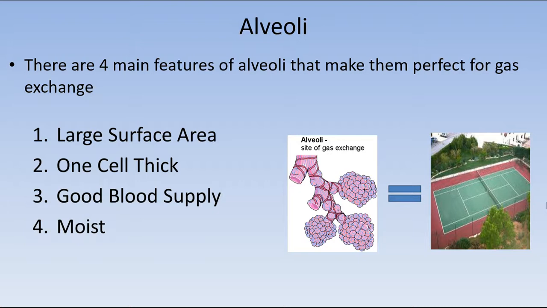It's also only one cell thick, and this makes it very easy for the oxygen and the carbon dioxide to move in and out of the lung tissue. It has a very good blood supply. In fact, it's in direct contact with the blood vessel. Again, this makes it very easy, very quick for the gases to move in and out. And finally, it has a moist environment, and this will help the gases to dissolve, which again makes gas exchange much easier.